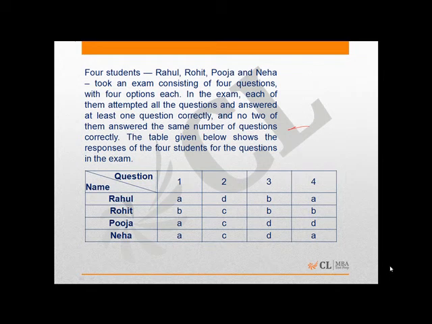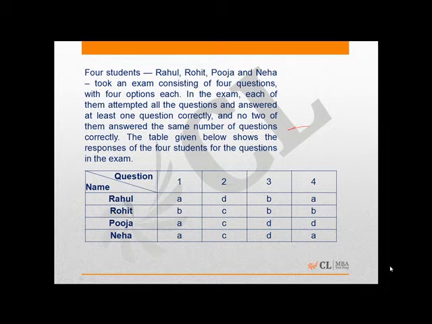Okay, this question talks about four students, Rahul, Rohit, Pooja, and Neha, who appeared for an exam having four questions, with every question having four options each: A, B, C, and D. It also says that they attempted all the questions and answered at least one question correctly, and no two of them answered the same number of questions correctly.